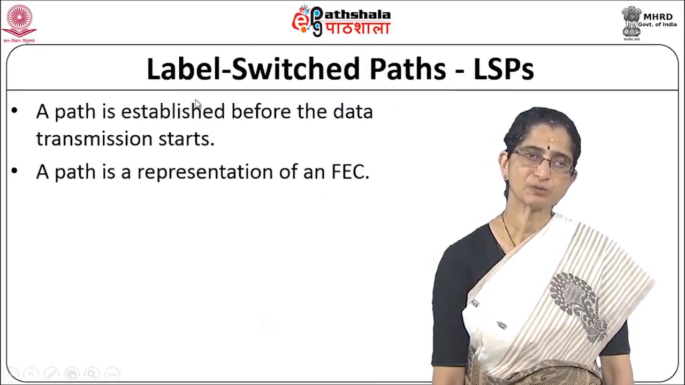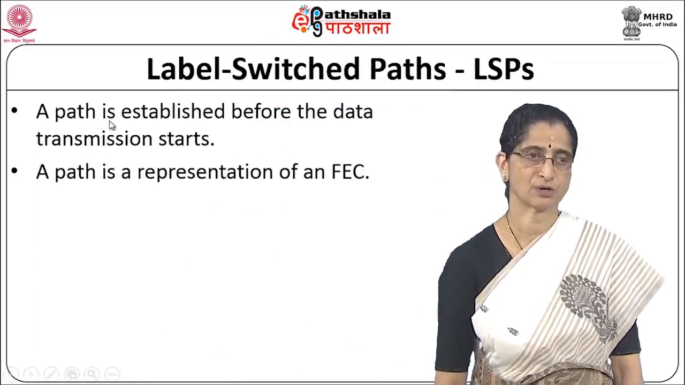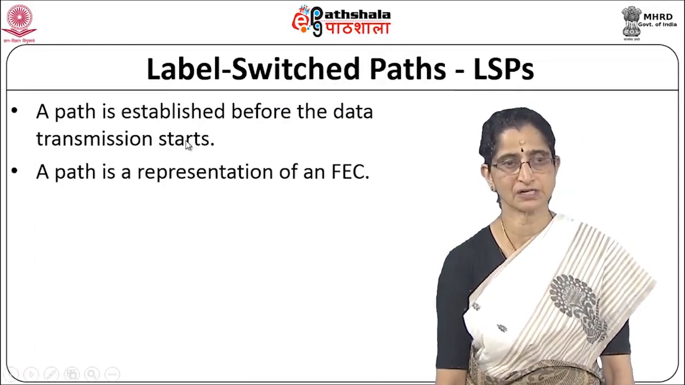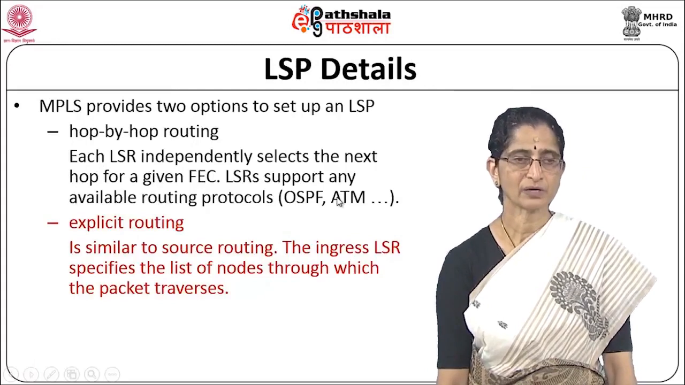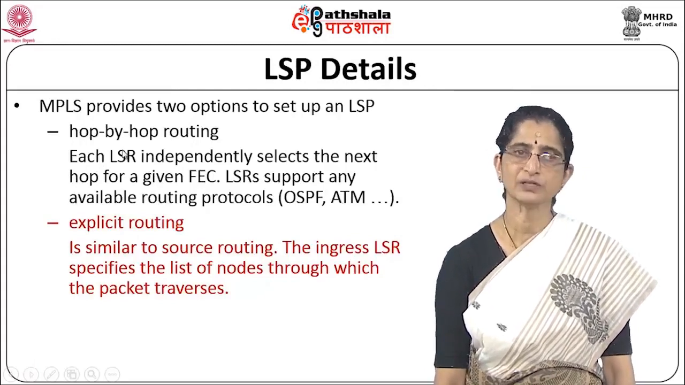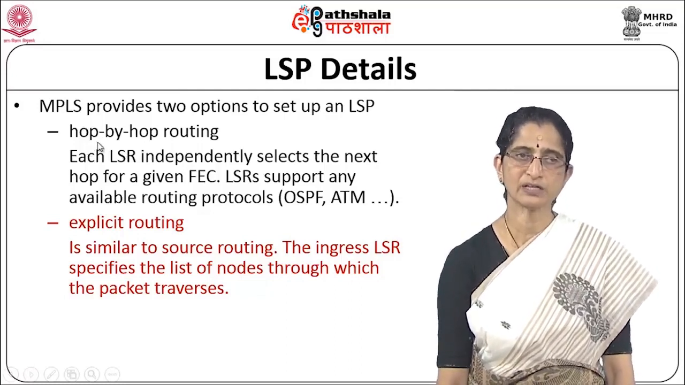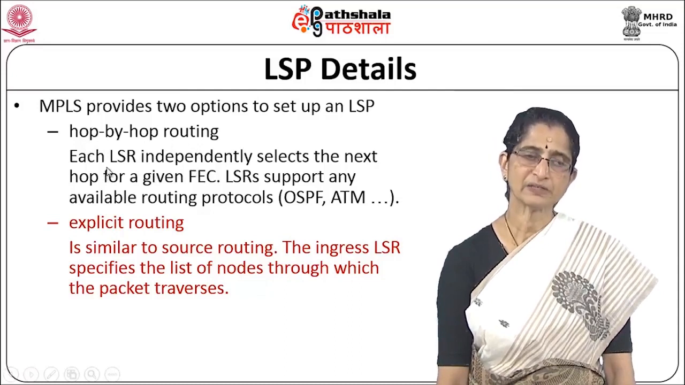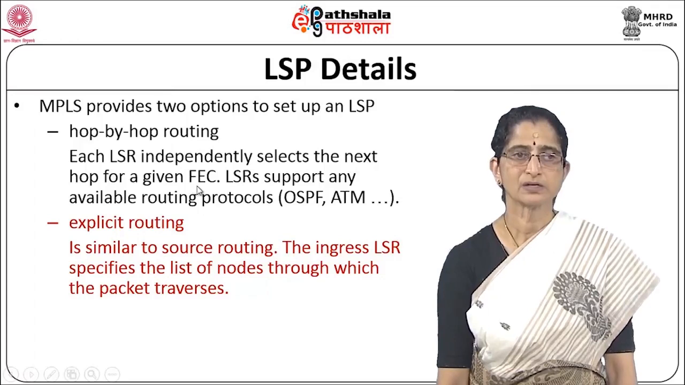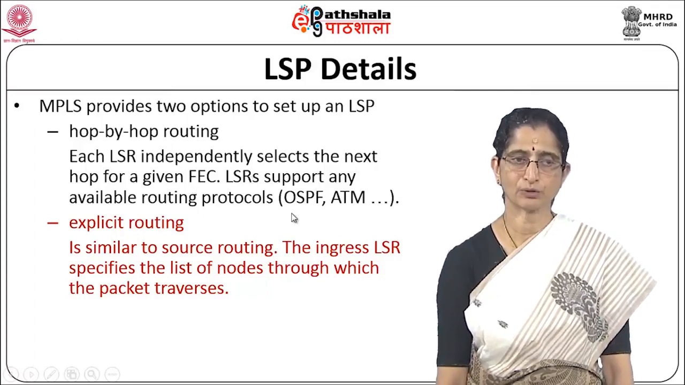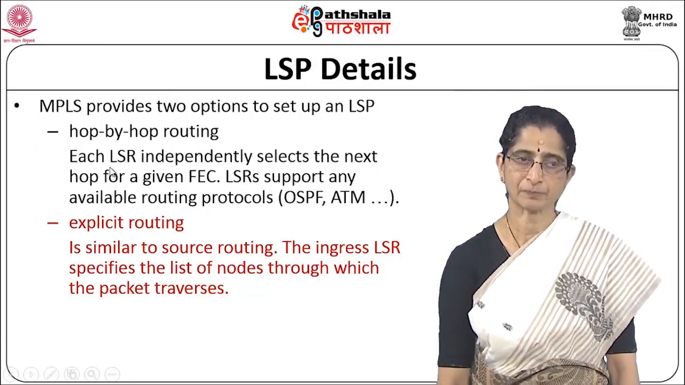So this label switched path that we talked about, the LSP, when exactly is this path established? Obviously, it has to be established before the data transmission starts. So a path, you can say, is a representation of an FEC. If you look at how the LSP is set up, MPLS actually provides two options to set it up. One is called hop by hop routing. Here each LSR independently selects the next hop for a given FEC. LSRs support many available routing protocols, OSPF, ATM, and so on, so they can use that information and set up the path.